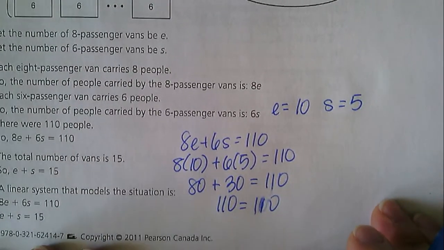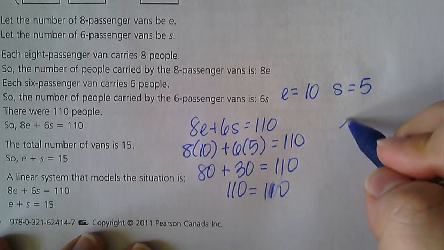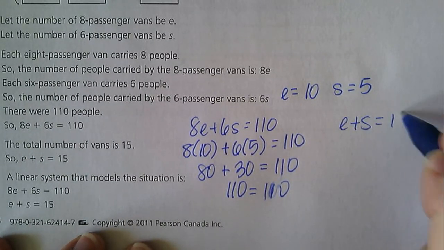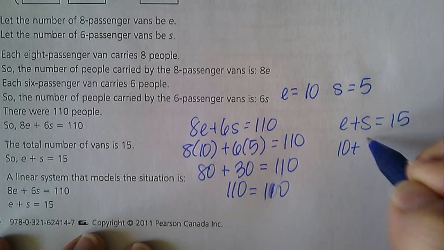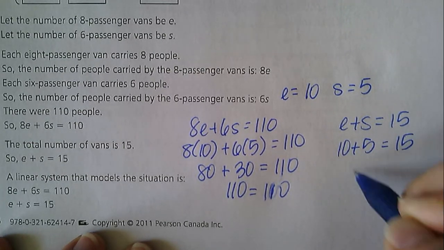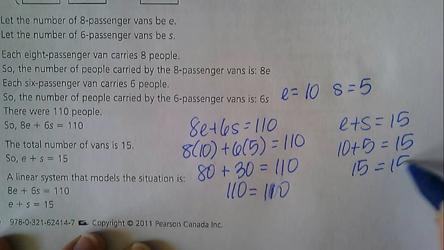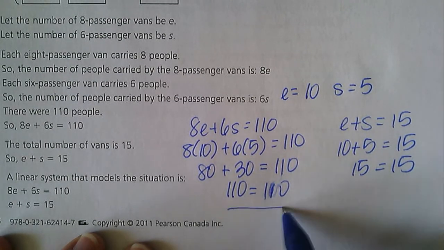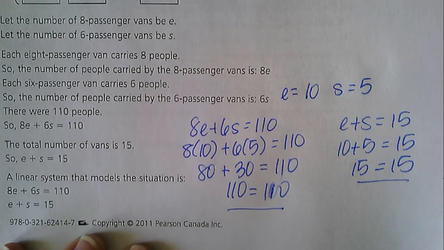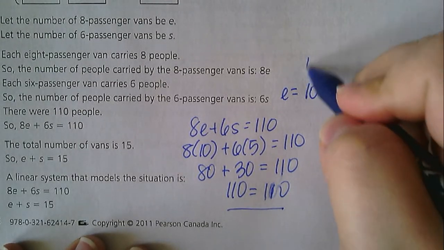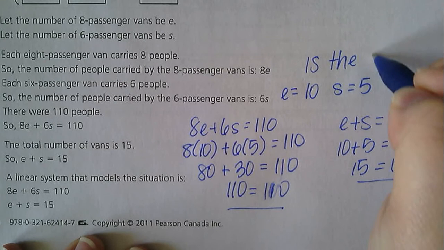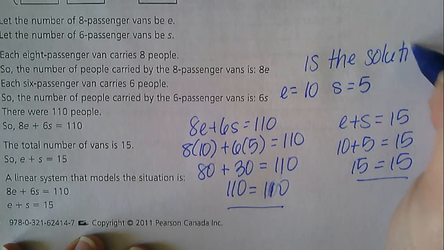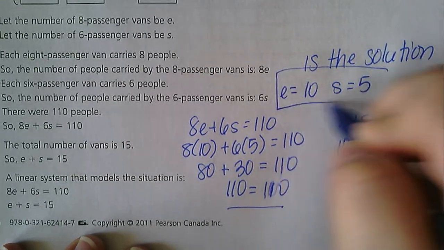Let's try the other equation and see if that works as well. So we have E plus S equals 15. That means 10 plus 5 equals 15. 10 plus 5 is 15. So since both left side and right side are equal for both of our equations, that means that this is the solution. Okay, so that is our solution.